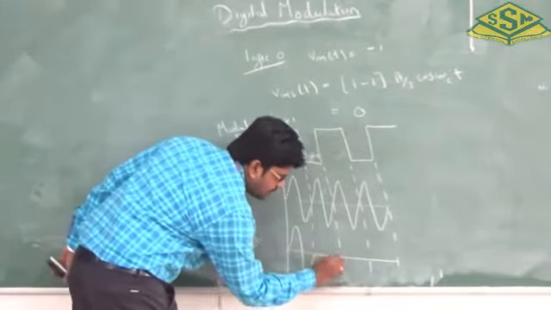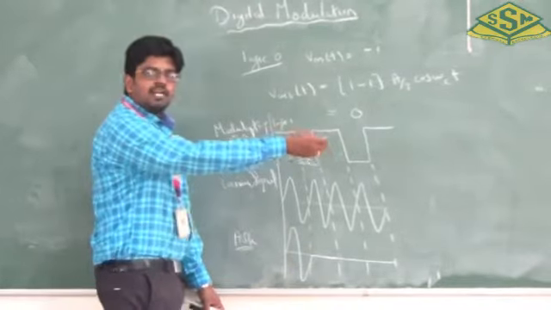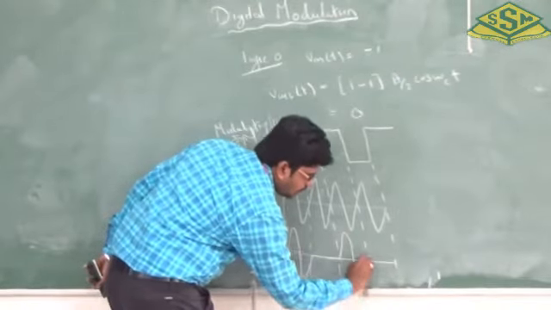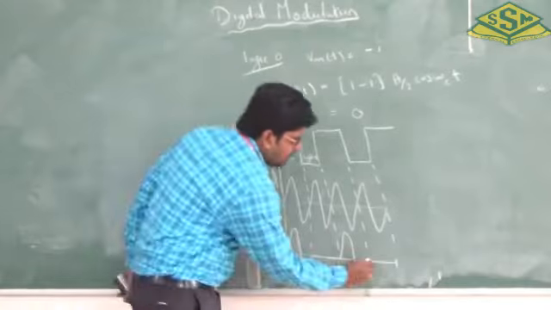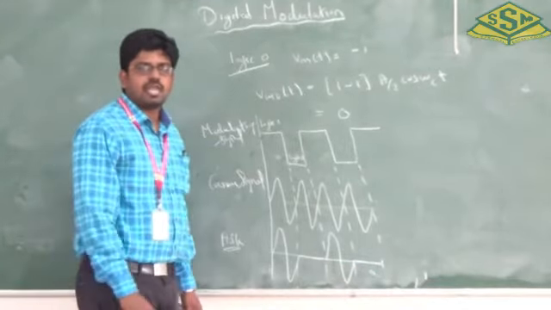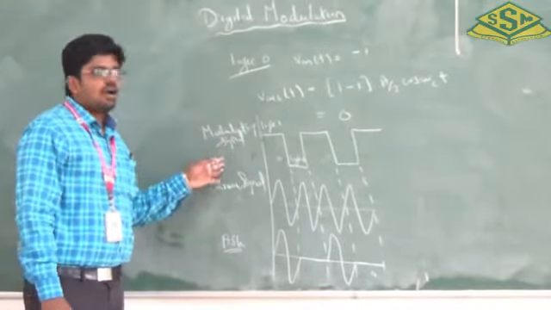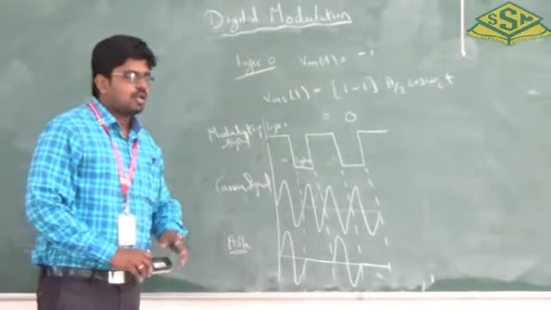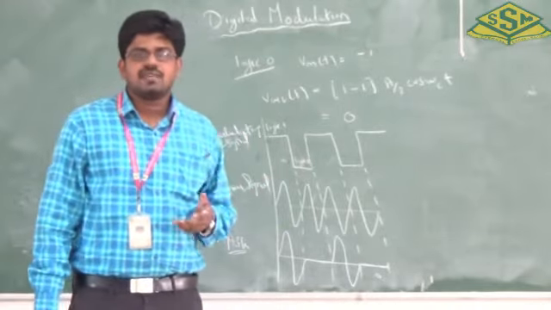Then this will be 0. Then while applying logic 1, I am getting a value of A cos omega ct, so I am drawing the waveform. And this will be logic 0, obviously we have a value 0 for VASK of t. So this is the waveform of VASK, or modulated signal. Now we have seen ASK, amplitude shift keying, and the remaining we can see in the next class.